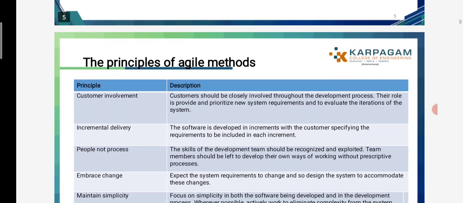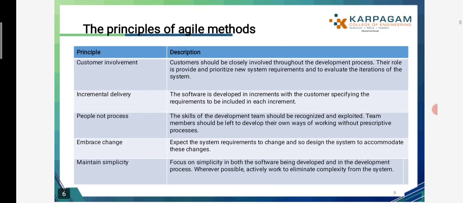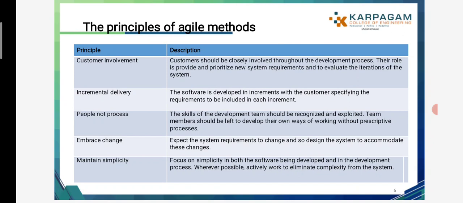The principles of agile management. In this principle we have customer involvement, incremental delivery, people not the process, embracing change, and maintaining simplicity. First, customer involvement. In a project we have to collaborate with the customer. The customer should have knowledge of what software we are going to develop, what the end product is, and what life cycle we are going to follow. Each and every corner should be understood by the customer.